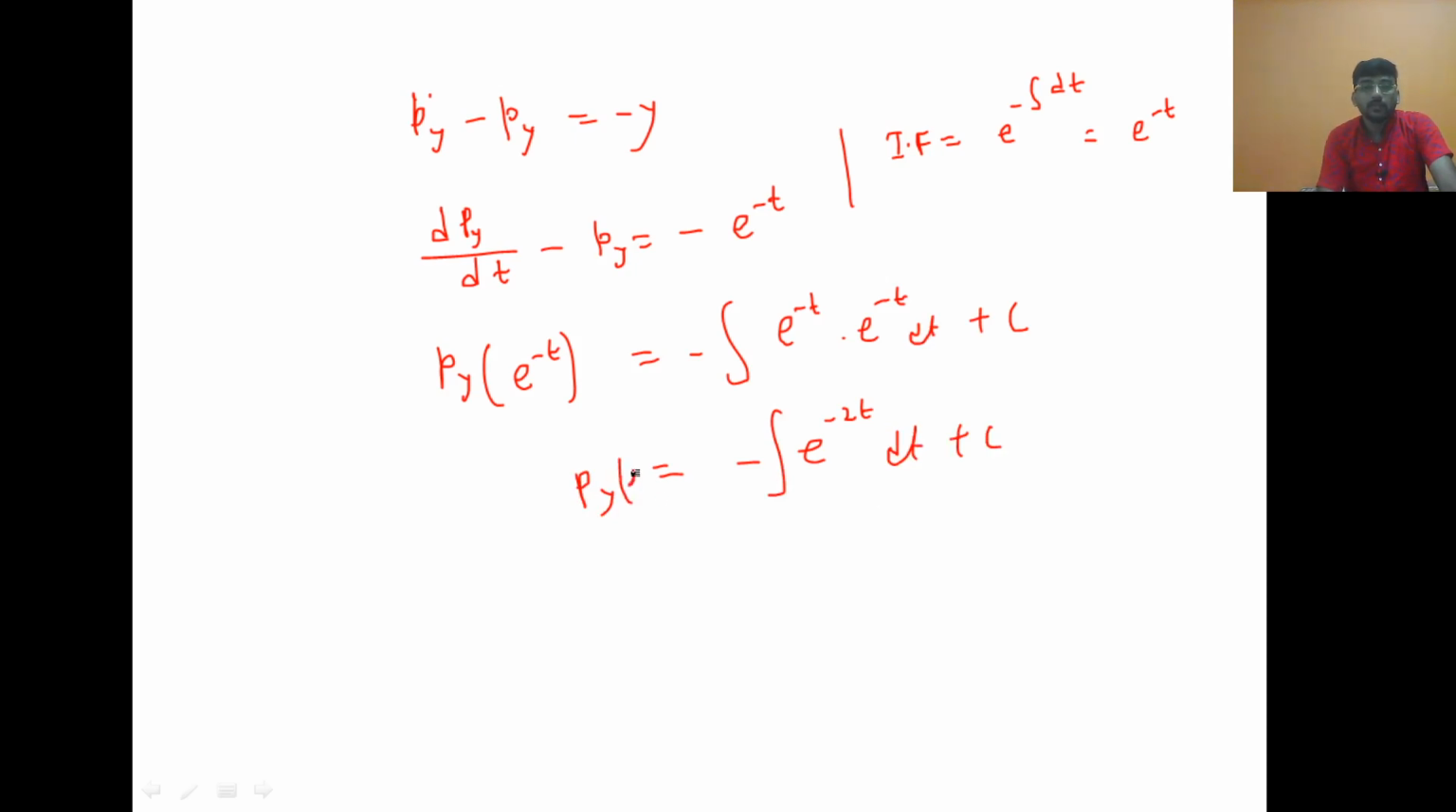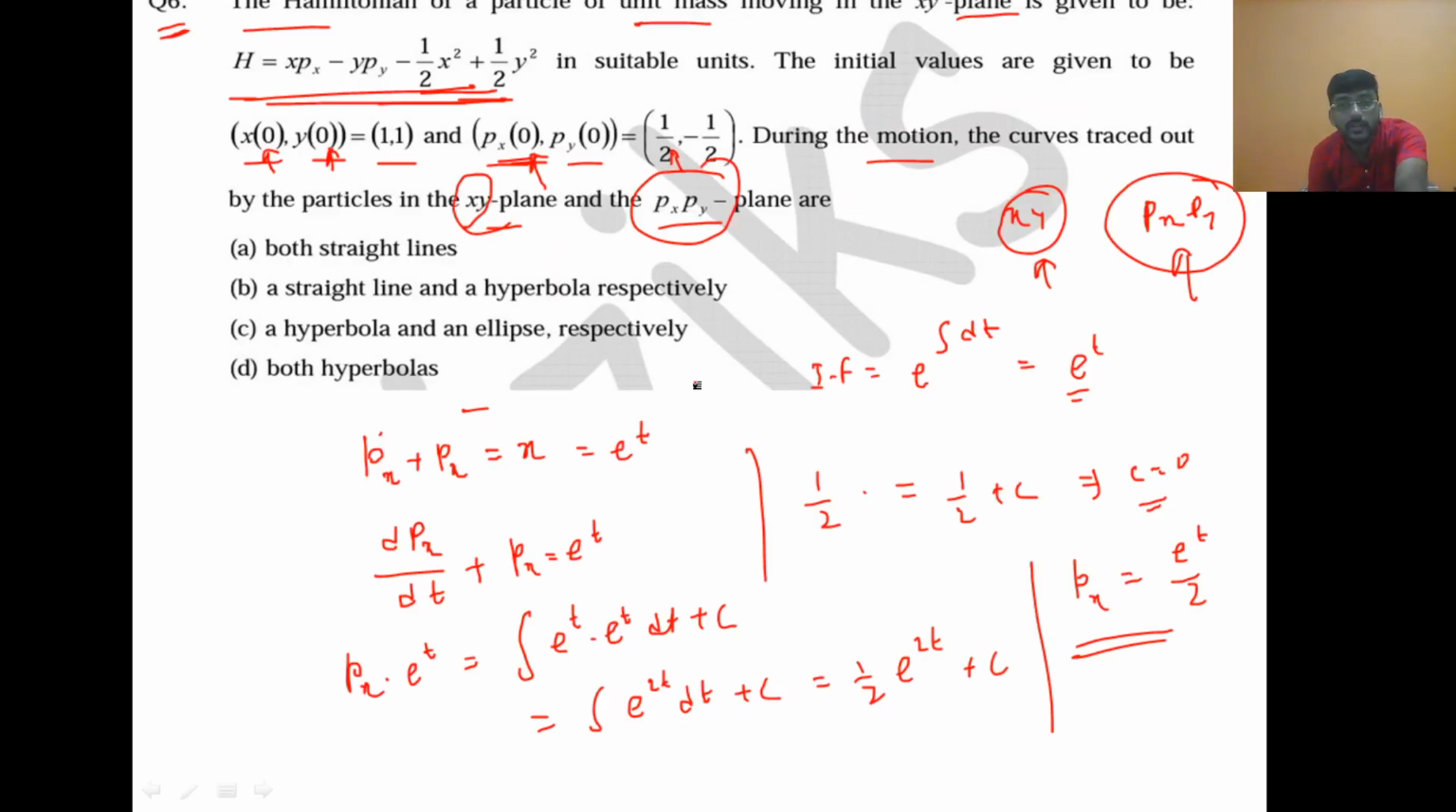So py into e to the power minus t. If we solve this, we will get py into e to the power minus t is equal to half into e to the power minus 2t, okay, and that will give you plus c. Okay, now again we have seen from this expression that here is also a boundary condition at t is equal to 0.